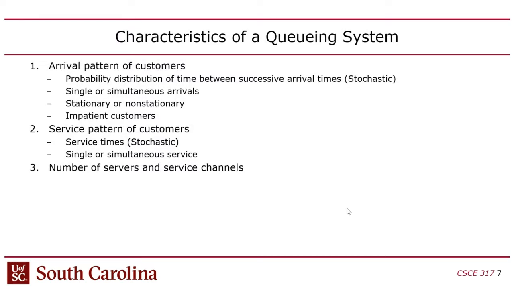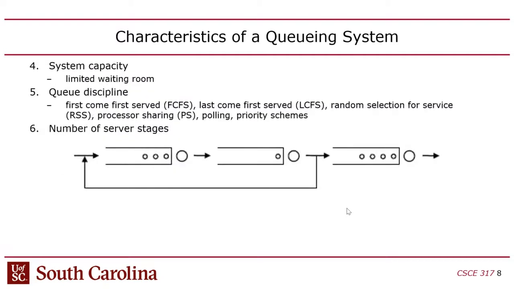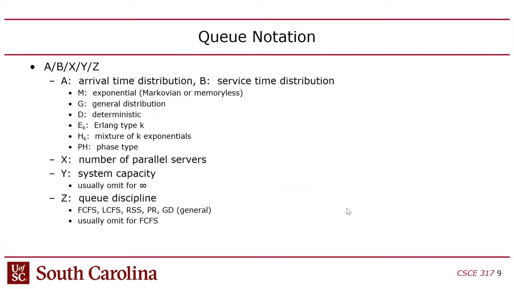So the characteristics include, as I mentioned, the arrival pattern and the service pattern, both of which are random variables. And the number of servers and service channels: we're just assuming 1 server and 1 service channel. System capacity, for the time being, we're just setting to be infinite. And the queue discipline, we're going to assume first come, first served. And the number of server stages, which would be useful if you had something like a systolic array of processors, but we're not going to consider that either.